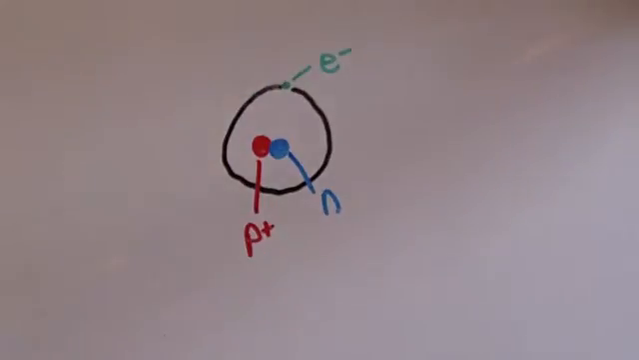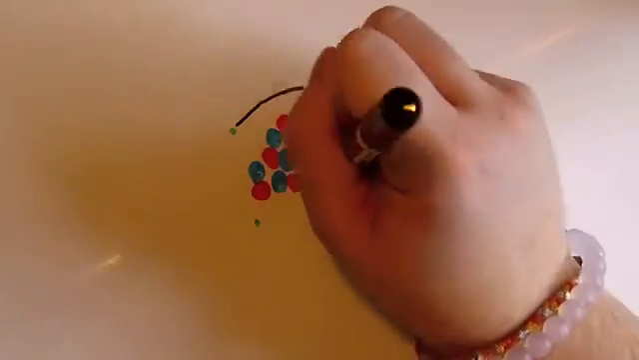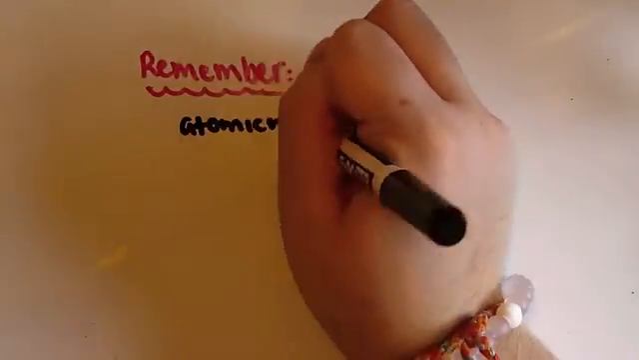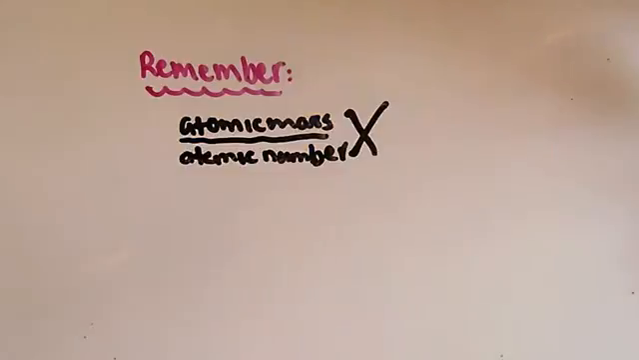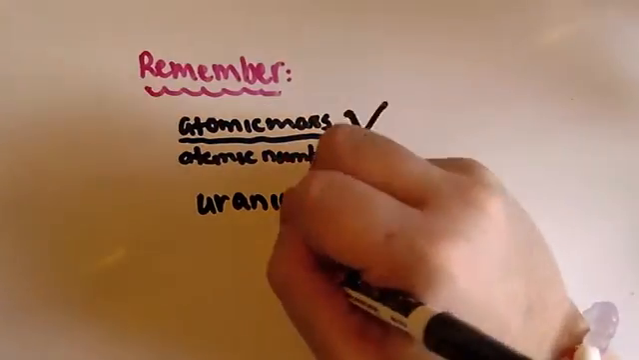To begin, an atom is made up of a proton, neutron, and electron. An isotope of an element has the same number of protons but a different number of neutrons and a different atomic mass. It is important to remember that the symbol for an isotope is the atomic mass over the atomic number in front of the symbol for the element.